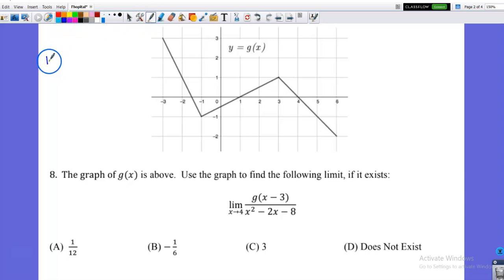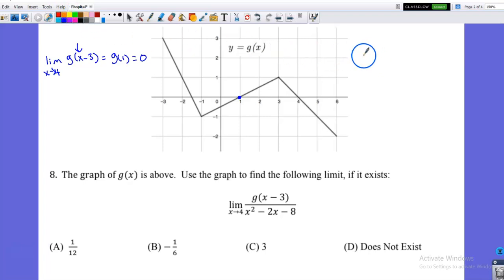So I'm going to start with finding the limit as x goes to 4, that is a positive 4, of g of x minus 3. If I substitute the 4 in here, 4 minus 3 is 1, so that just wants me to find g of 1. G of 1 is here, which is 0. So far L'Hopital seems to be applying.